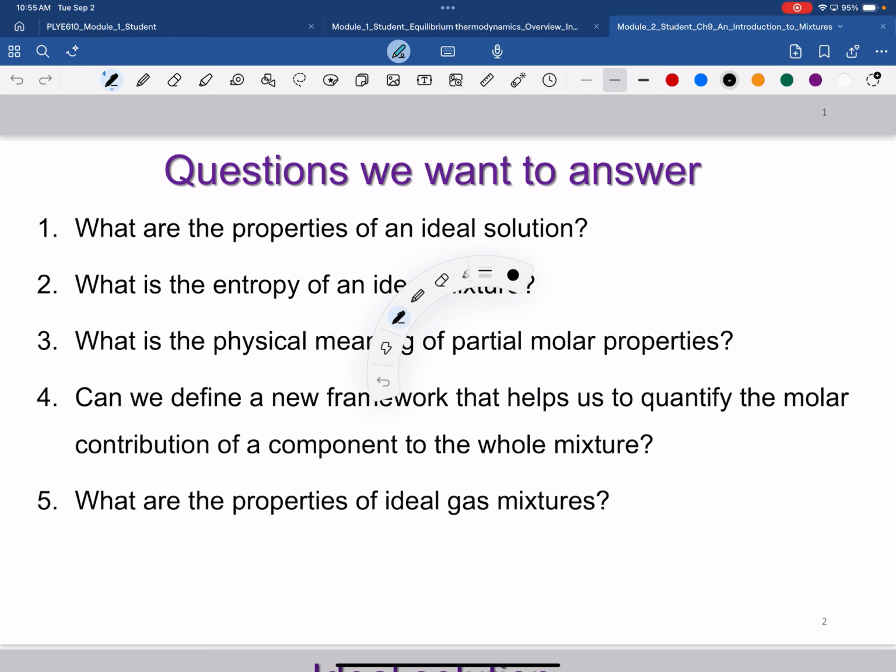Everything in the solution is perfectly distributed. It's like no matter what part you take from the solution, it's always the same composition. The same composition. That's a great answer. I like that.